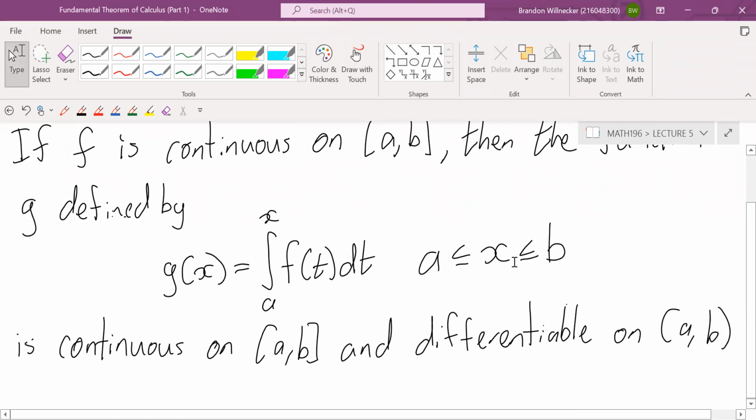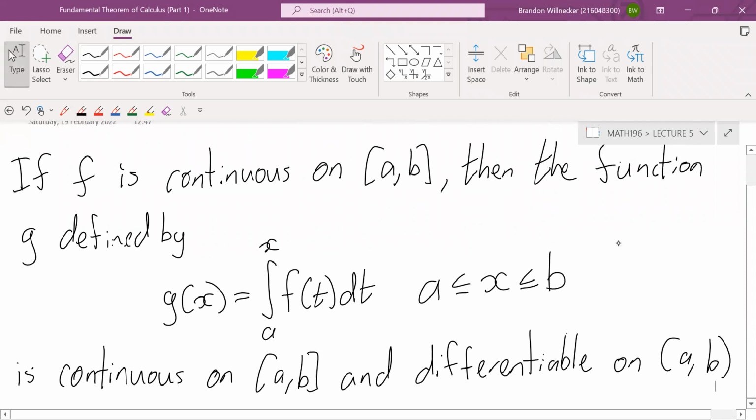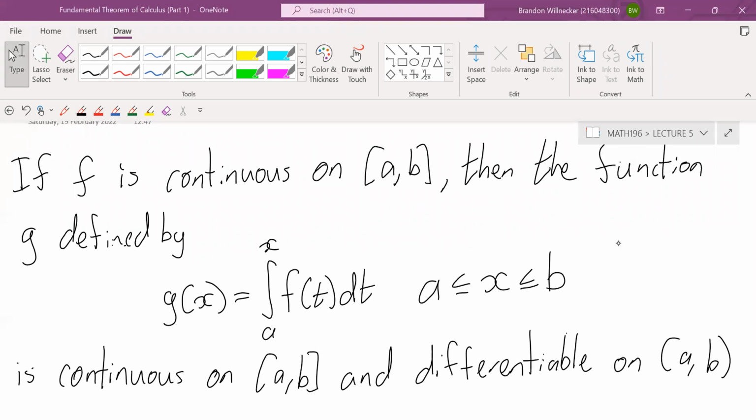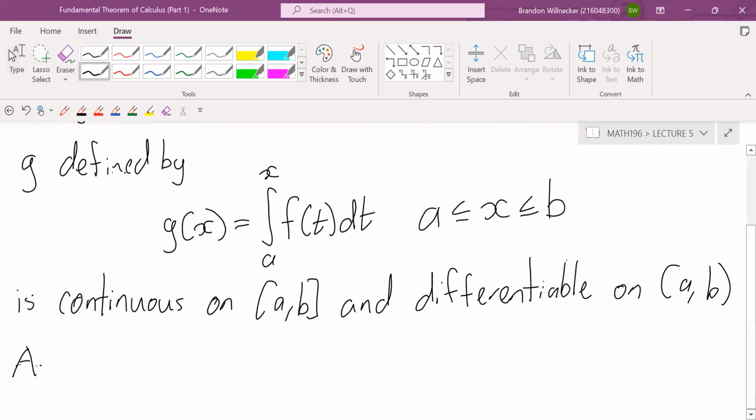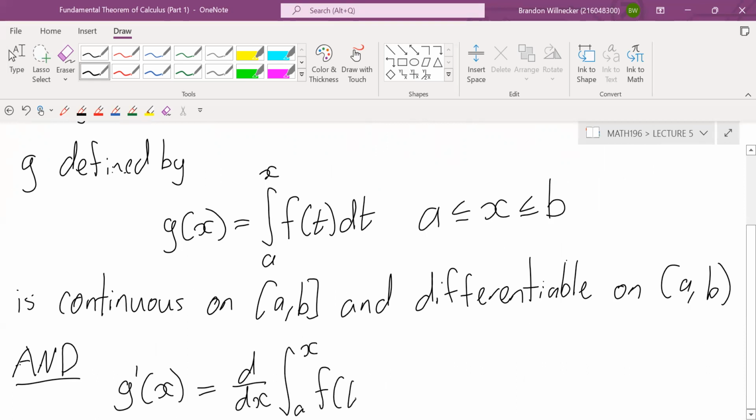Okay, so f just has to be continuous, but if we define this new function g, then we know that g is continuous and it's also differentiable. And this is the more important part: g prime of x, which we can write as d by dx of the integral from a to x of f of t dt, is equal to f of x.